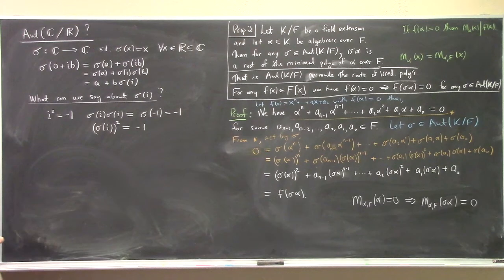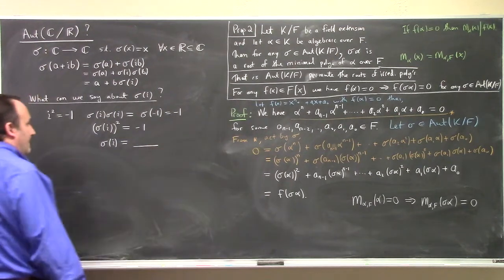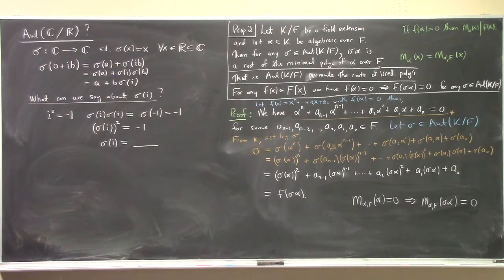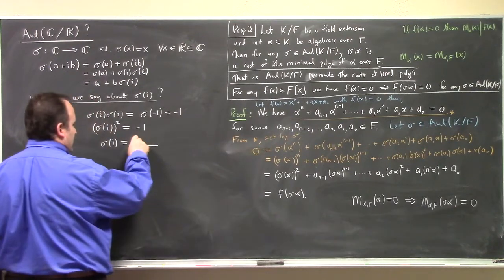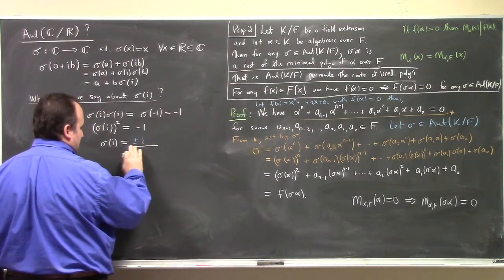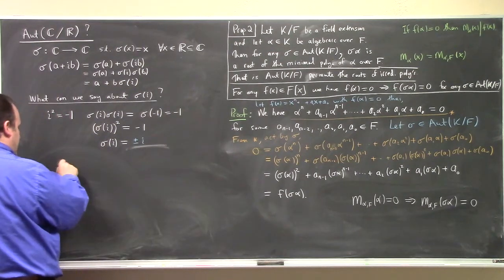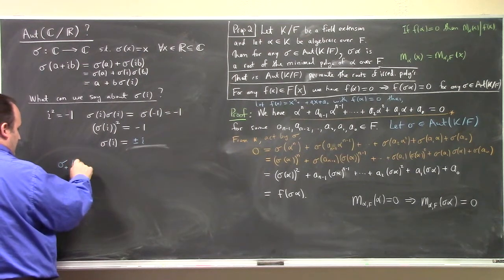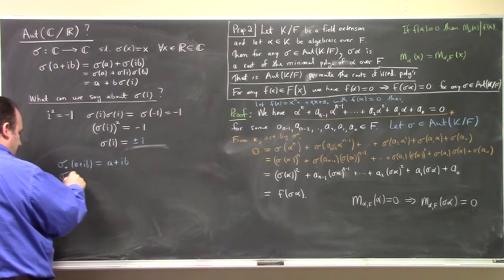What are the solutions to that equation? Sigma of i equals what or what? How can you get sigma of i squared being -1? It's equal to i or minus i. Right. You got it. Exactly that. Plus or minus i. That's it. So basically we either have sigma plus, or we have sigma minus.